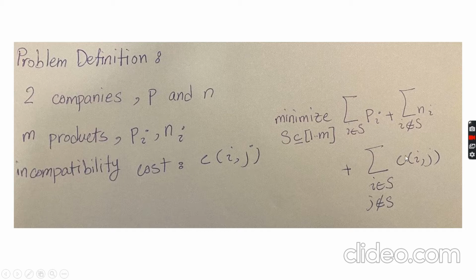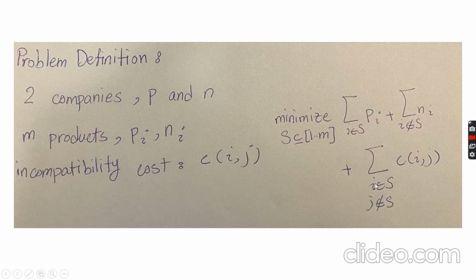So the problem would come up to something like this. If 1 to M are the indices of the products, we want to find some set S such that if we buy all the items in set S from company P and buy the rest of it from company N, and so be forced to pay this incompatibility price, then this whole thing would be minimized. So this is the S that we are looking for.